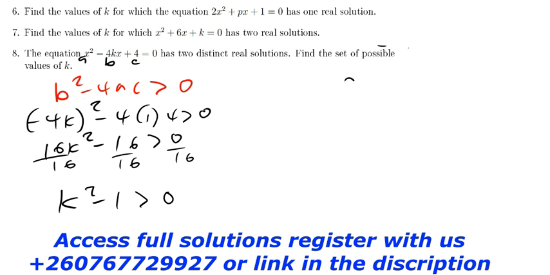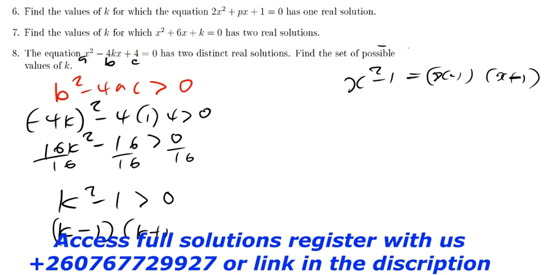You know, x squared minus 1 is the same as x minus 1 times x plus 1. It's a difference of two squares. So this is the same as k minus 1 times k plus 1 greater than 0. So then k is greater than 1, or k is less than negative 1, or is greater than negative 1. If you shift this to the other side, it will be greater than negative 1. But this is now contradicting.